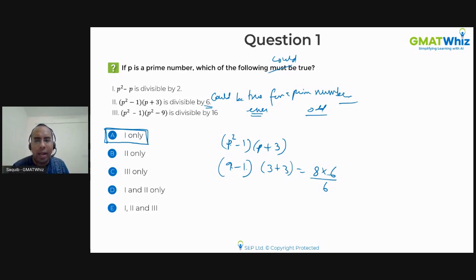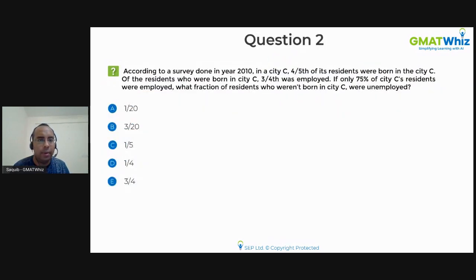I don't see any more questions in the chat box, so I am going to move to the next question, guys. Here's the next one. Again, I will give you 2 minutes, and kindly don't post the answer before 2 minutes. I'll let you know when you can post it.